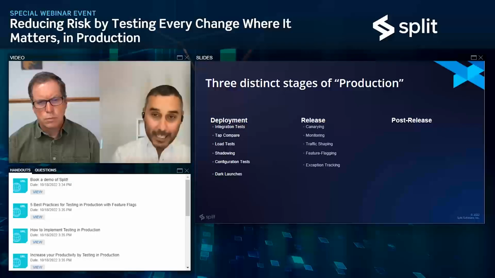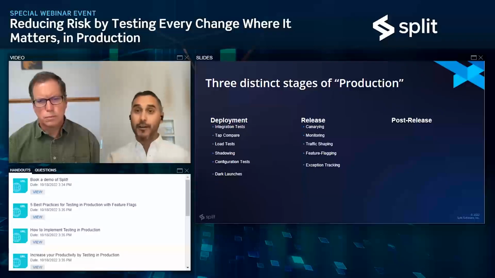When it comes to releasing, we have things like canarying, right? Just like a canary in a coal mine was the thing that allowed coal miners to figure out whether there was going to be a problem, an early signal on whether there was low oxygen, you can start canarying your releases to a subset of users. Monitoring is extremely important here. This is where you start understanding how your release is going. Traffic shaping, where you start sending some traffic to some places and not others.